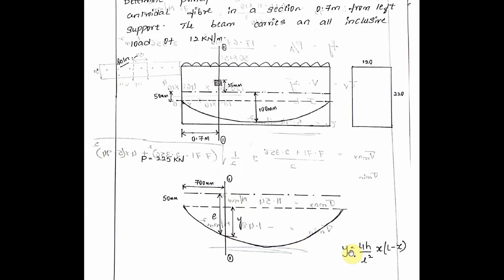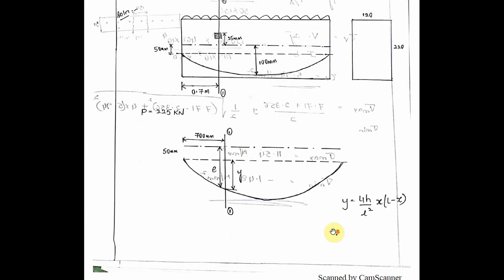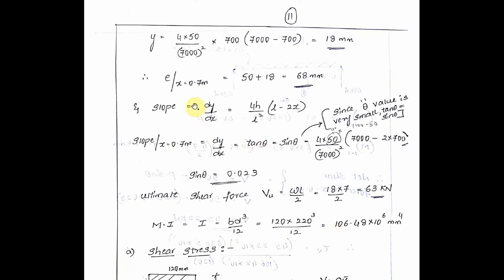So y is equal to 4h upon L square into x into L minus x, as you studied earlier. Therefore y is equal to 4 into 50 into 700 into (7000 minus 700) divided by 7000 square, that is equal to 18 mm. Therefore, e at x equal to 0.7 meters is 50 plus 18, that is equal to 68 mm.